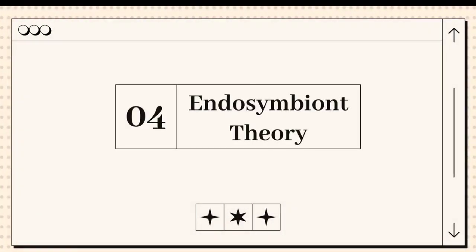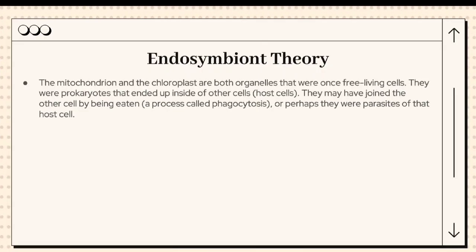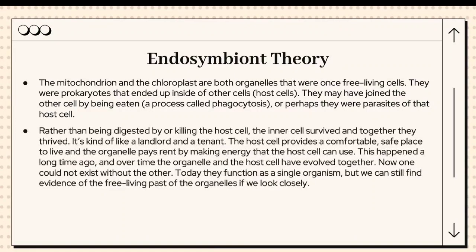Next, endosymbiont theory. The mitochondrion and the chloroplast are both organelles that were once free-living cells. They were prokaryotes that ended up inside of other cells or host cells. They may have joined the other cell by being eaten, a process called phagocytosis, or perhaps they were parasites of that host cell. Rather than being digested by or killing the host cell, the inner cell survived and together they thrived. It's kind of like a landlord and a tenant.